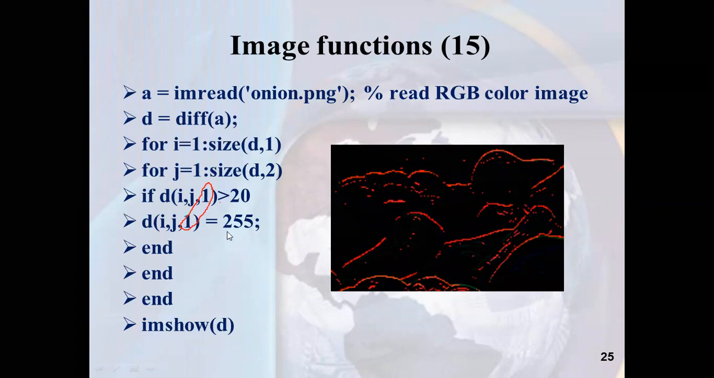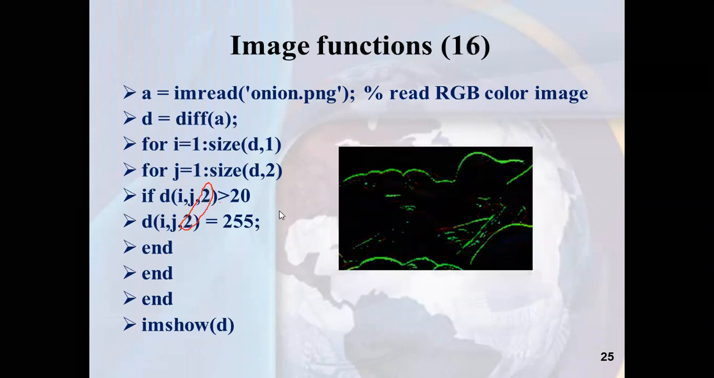Okay. Also, if we use 1, 1, this is the red channel; if we use 2, 2, we obtain the green channel. And if we use 3, 3, we also obtain the blue channel.